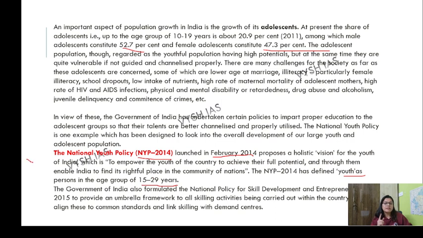So if somebody asks you what age group the National Youth Policy has considered as youth, it is 15 to 29. What we were considering earlier was 10 to 19, but when it comes to the CRC, it's 15 to 19. Okay, star mark it.